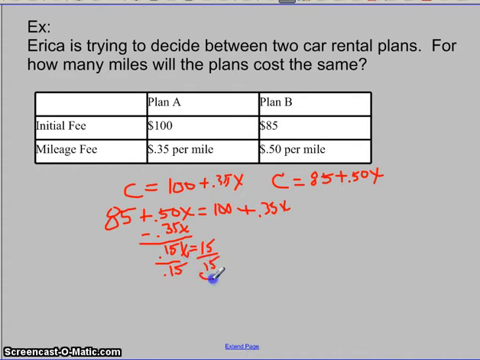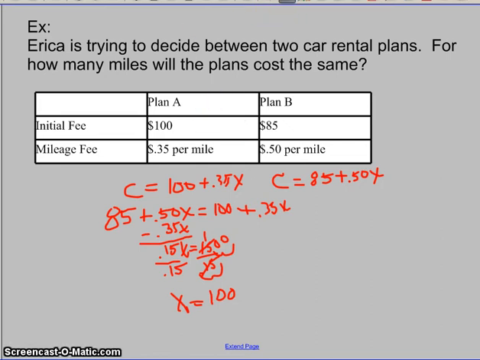Now if I move this decimal point over twice, I can just move this decimal point over twice and add the two zeros in. And now 15 will go into 15 one time, and I'll have those two zeros. So at 100 miles, the two plans would be equal. We could use that information to decide whether the trip I'm going on is more than 100 miles or less than 100 miles, to help determine which plan I want to choose.